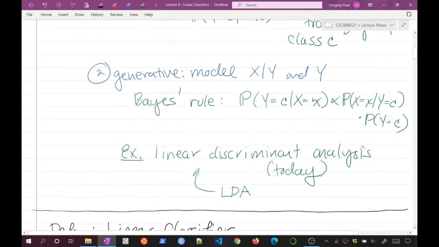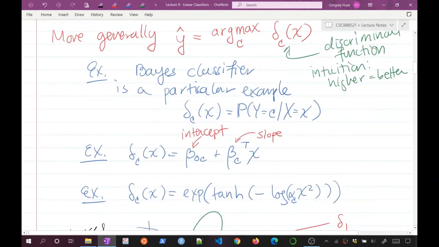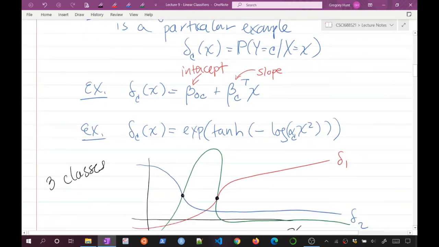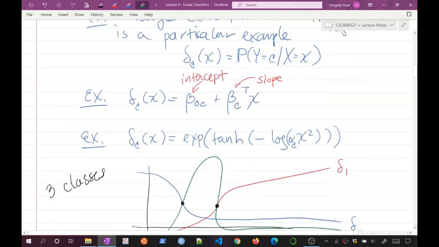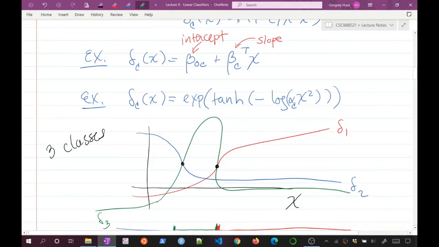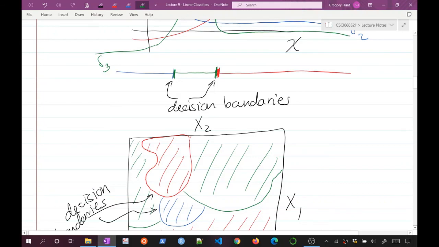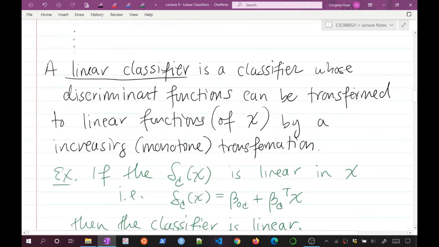So we talked about classifiers and how you can define them more generally in terms of discriminant functions. The optimal discriminant function for our classes, so you have one discriminant function per class, according to the 0-1 loss, would be this probability calculation here. And that would give us what's called the Bayes classifier. But you could generally just define some kind of arbitrary ones. And the places where discriminant functions are equal will define our decision boundaries, where we move from classifying in one type to another type.